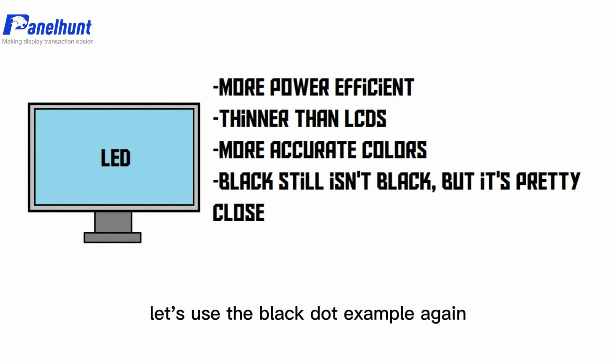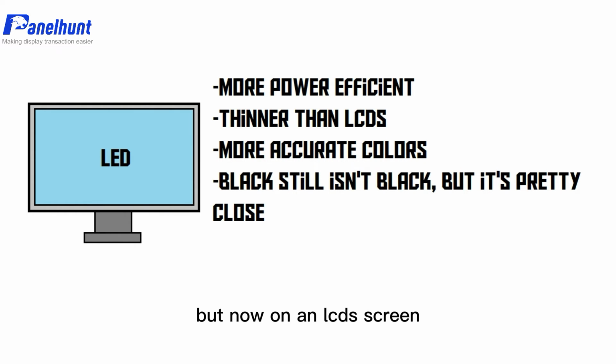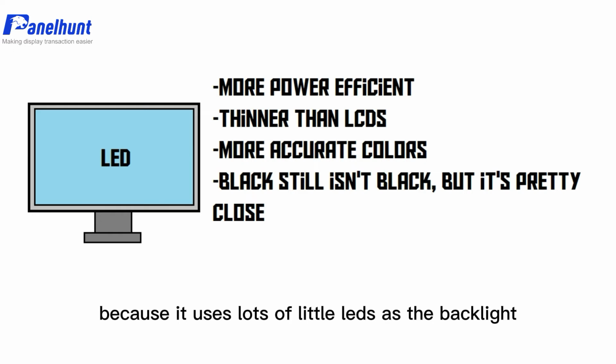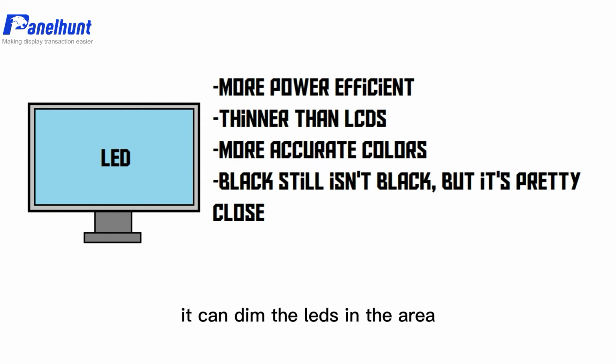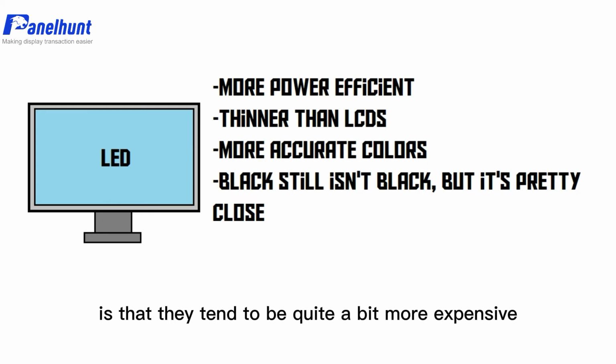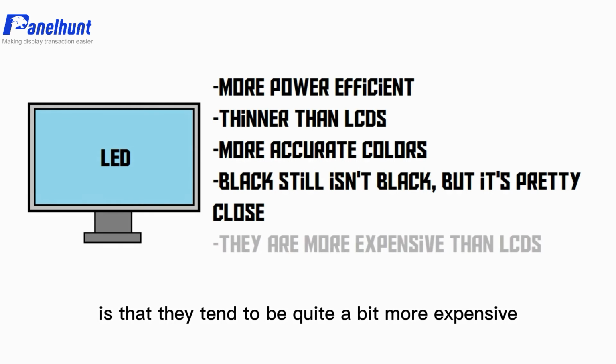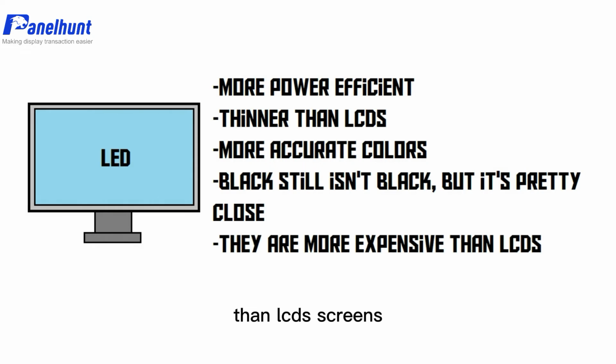Let's use the black dot example again, but now on an LED screen. Because it uses lots of little LEDs as the backlight, it can dim the LEDs in the area where the black dot is located. This creates a better, more accurate black. The disadvantage of LED screens is that they tend to be quite a bit more expensive than LCD screens.